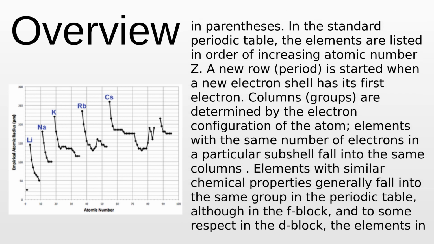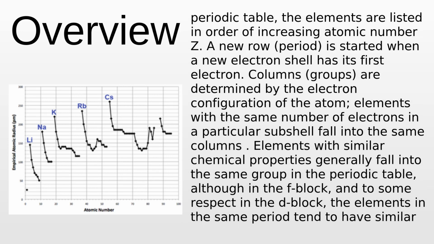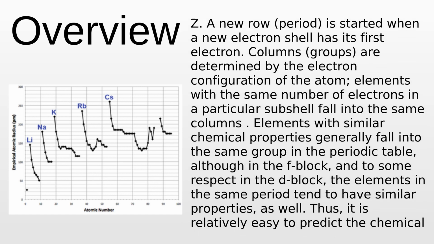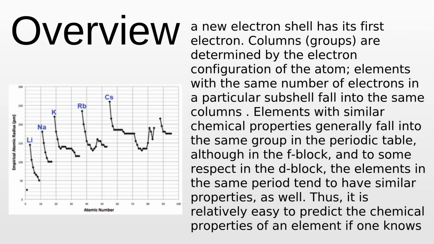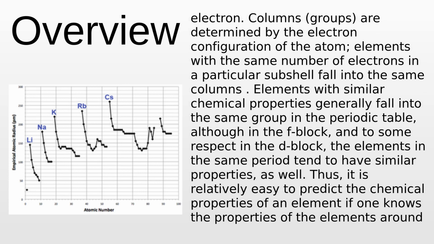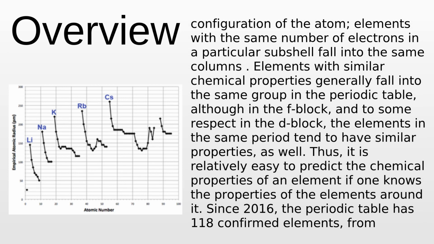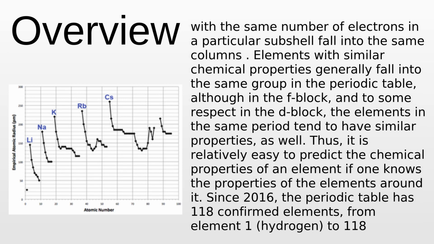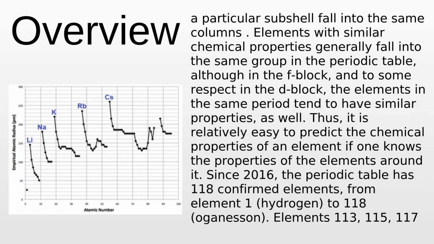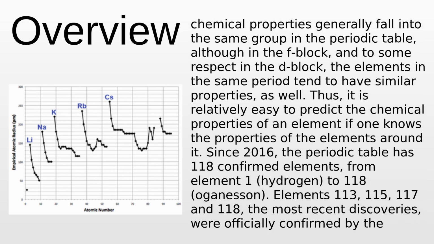A new row, period, is started when a new electron shell has its first electron. Columns, groups, are determined by the electron configuration of the atom. Elements with the same number of electrons in a particular subshell fall into the same columns. Elements with similar chemical properties generally fall into the same group in the periodic table. Although in the f-block, and to some respect in the d-block, the elements in the same period tend to have similar properties as well.